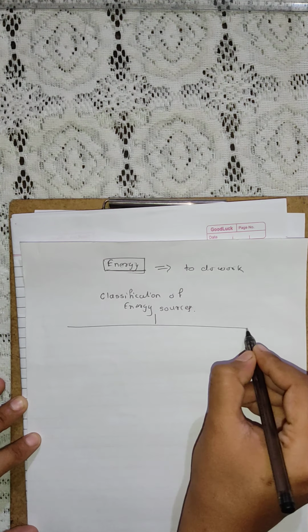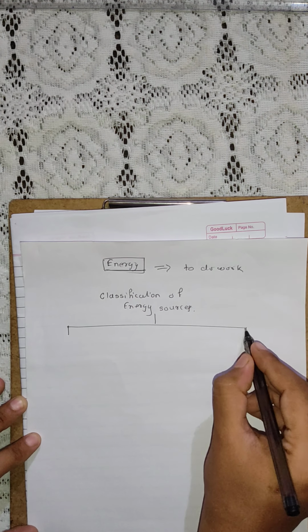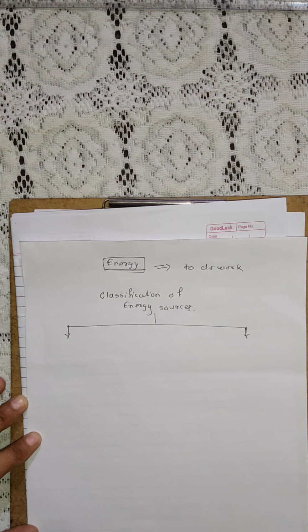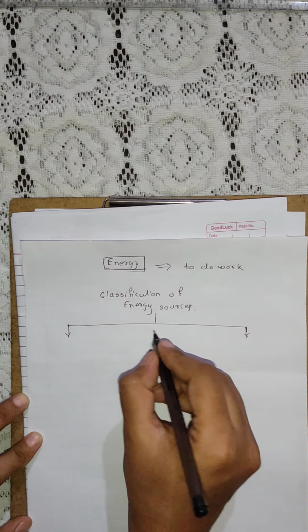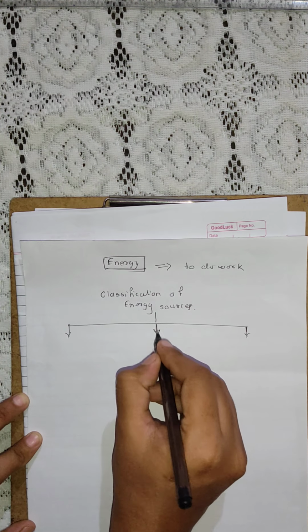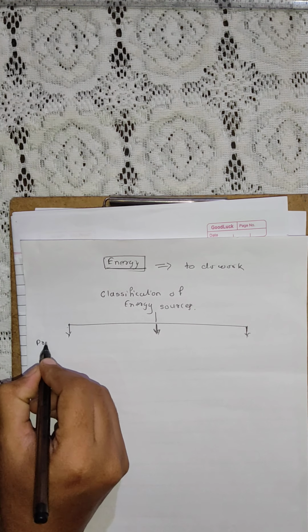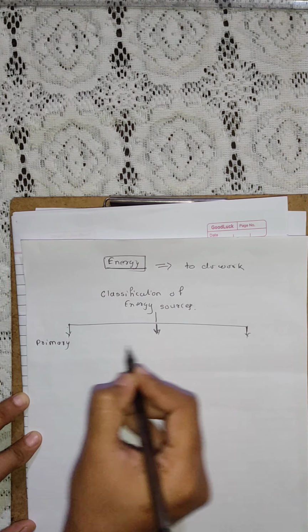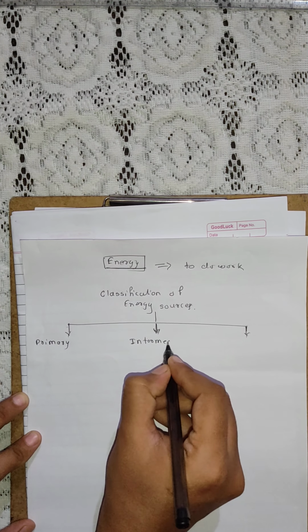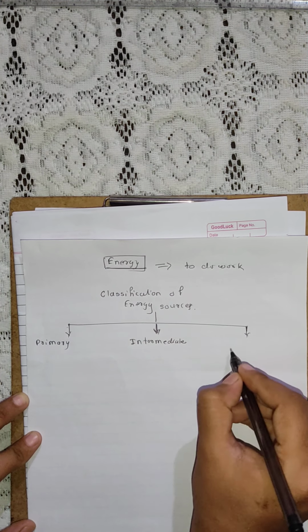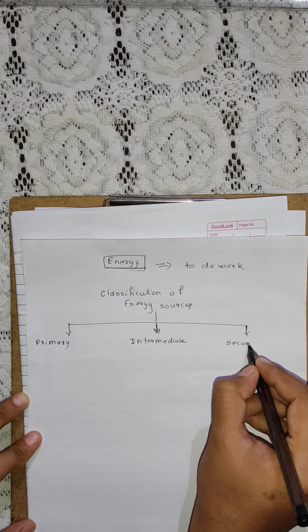First we see the T diagram. There are three major parts. First one is primary, then intermediate, and then secondary.